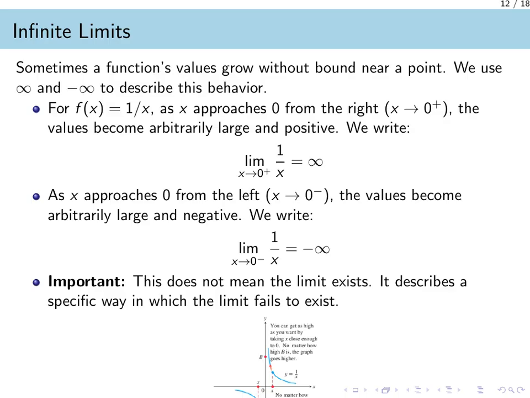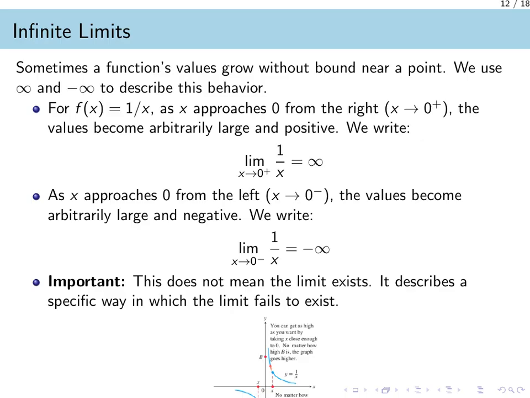We can use the symbols for infinity and negative infinity to describe a function whose values grow without bound near a specific point, giving us a precise language for certain non-existent limits. Let us take the classic example. f of x equals 1 over x.